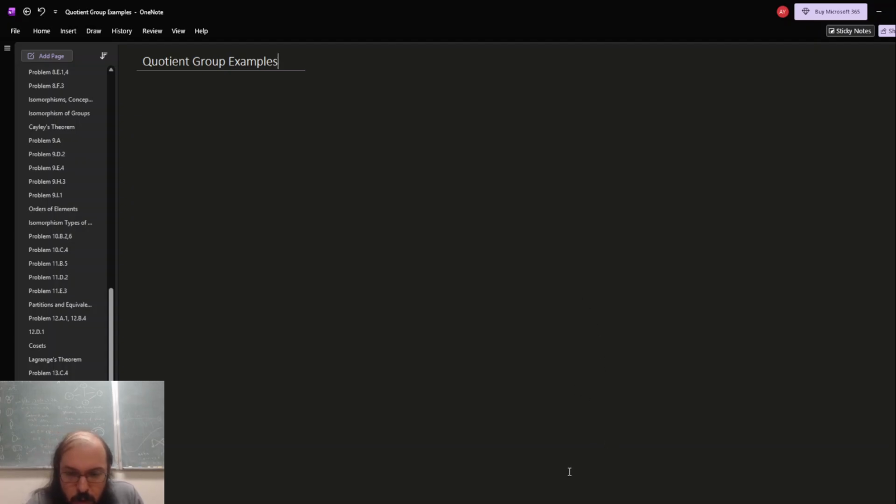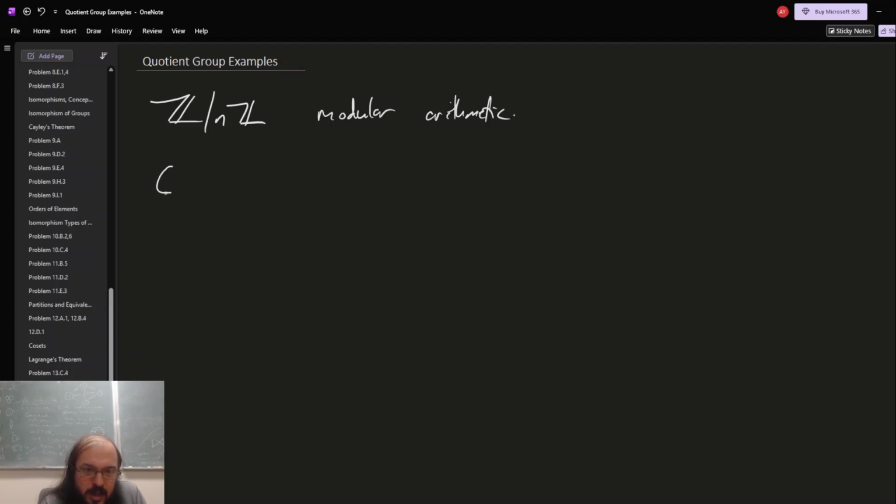To round out this chapter, we're going to look at some examples of quotient groups. I have two examples in mind that seem fundamental for our purposes. The first is a basic example that connects our concept of quotient group to some notation that we've been using since almost the very beginning of class. I've been writing Z mod NZ for modular arithmetic. But the time has come to explain that this is a G mod H in the sense of quotient groups.